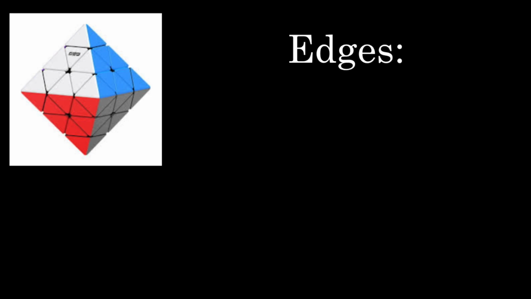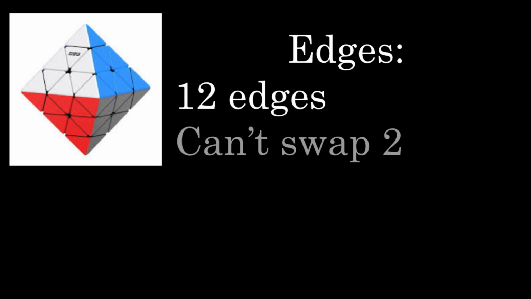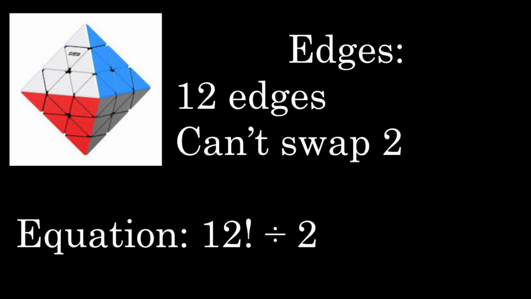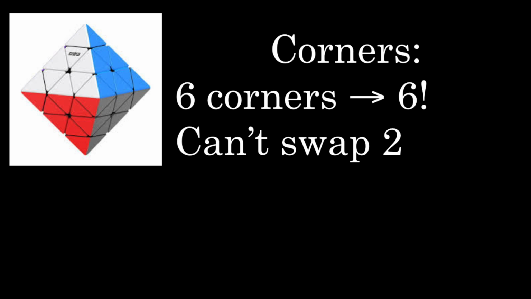Next up are edges. There are 12 of them, and we can't have 2 of them swapped. The edges can't be flipped either, so we're done here. There are 6 corners, again 2 cannot be swapped, and each one can be flipped 180 degrees. We can't have an odd number of twists, so we only have 2 to the 5.